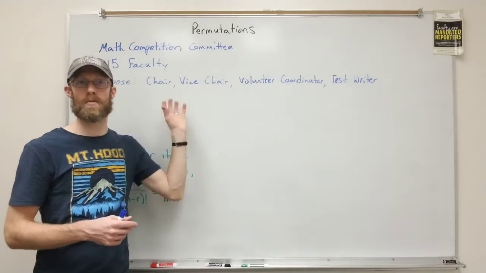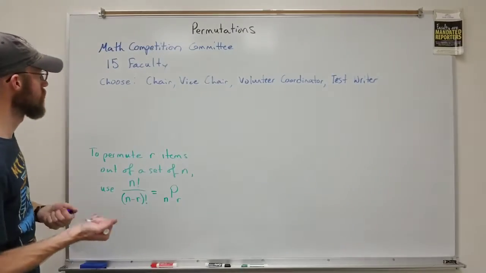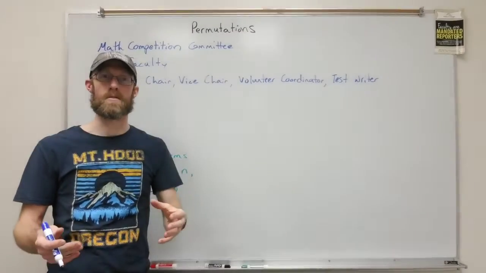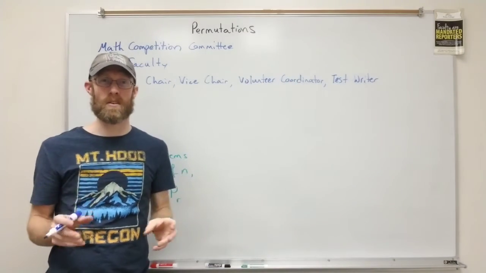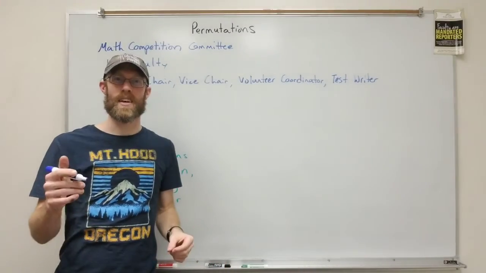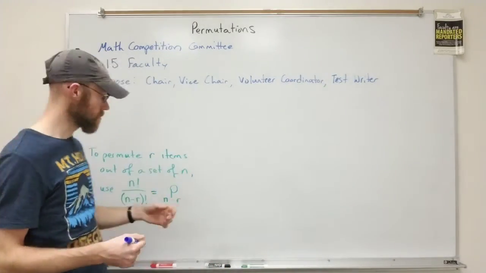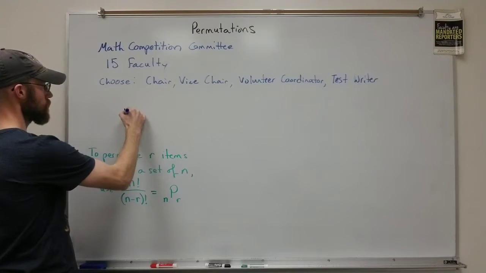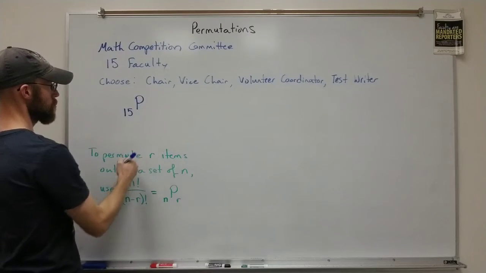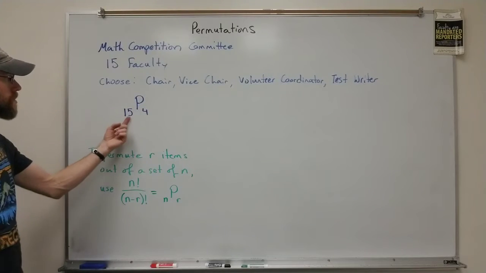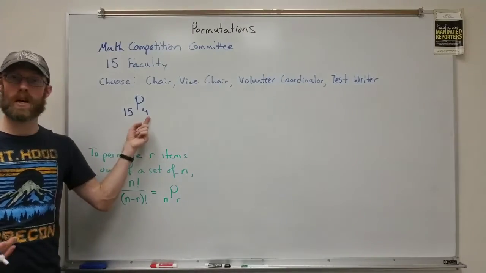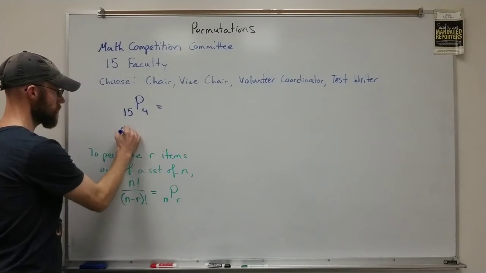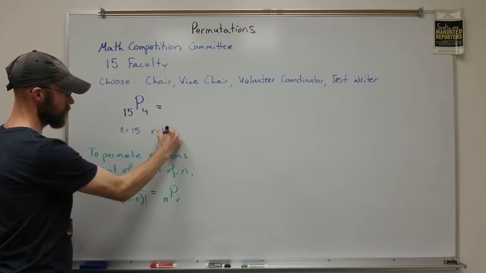So how many different ways could you arrange these? That's the question. Well, rather than sit there and try to work through 15 different faculty members, putting 4 in at a time and trying to count them up, that's ridiculous. What we're going to do is use this factorial idea. So in this case, we're looking at 15 permute 4. 15 is the size of the overall set, 4 is the number that you're permuting, so that gives you an n value of 15 and an r value of 4.